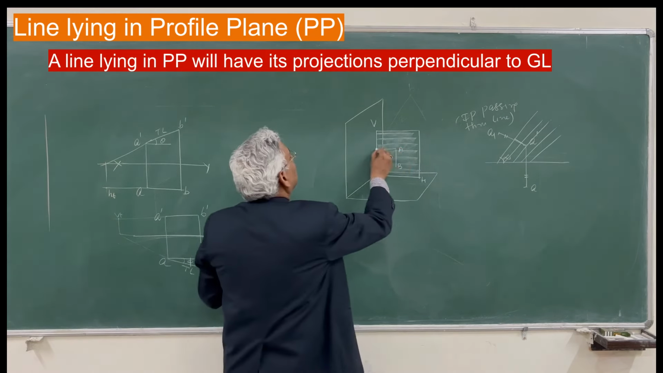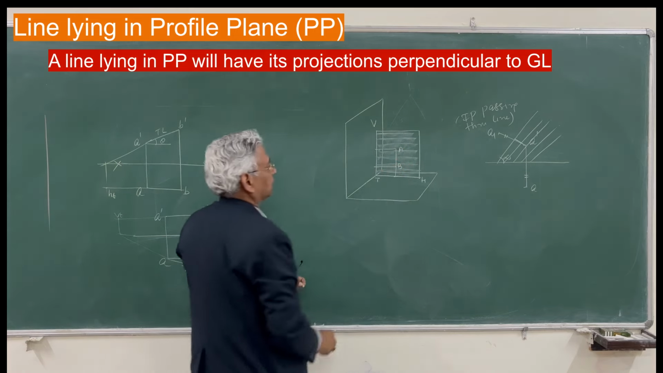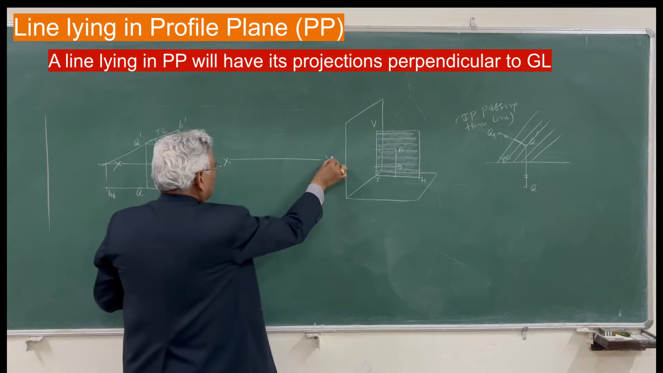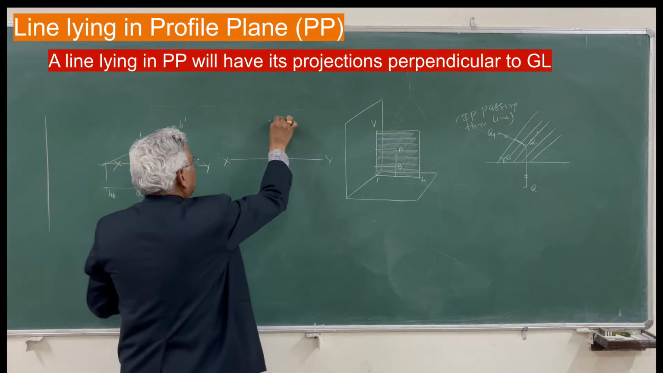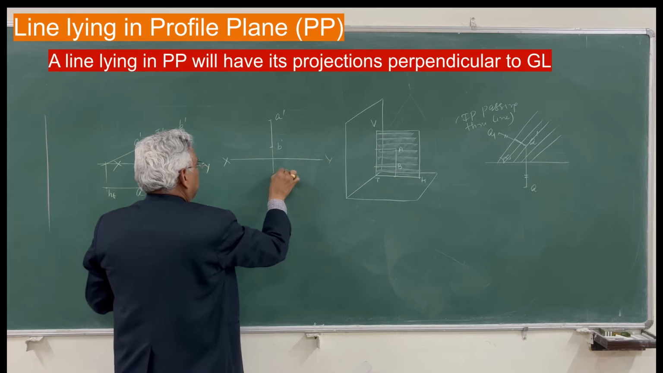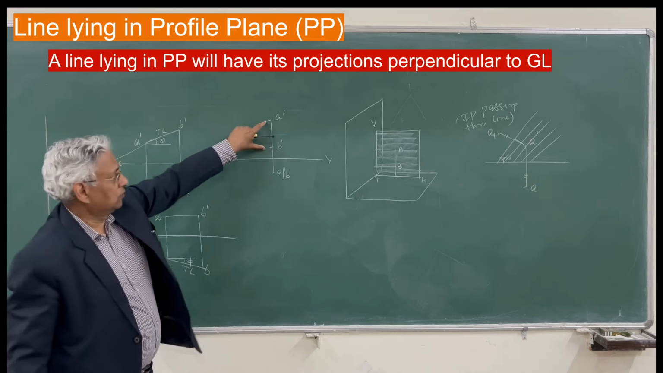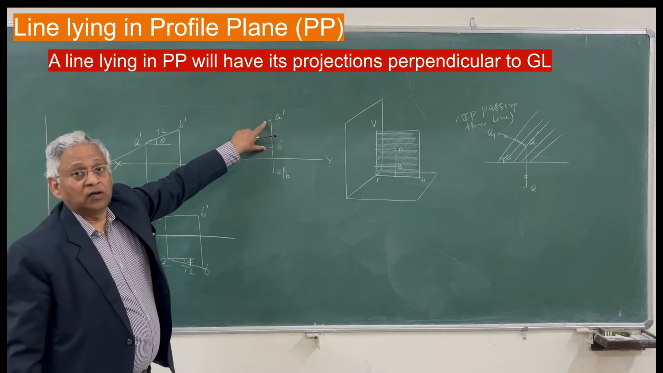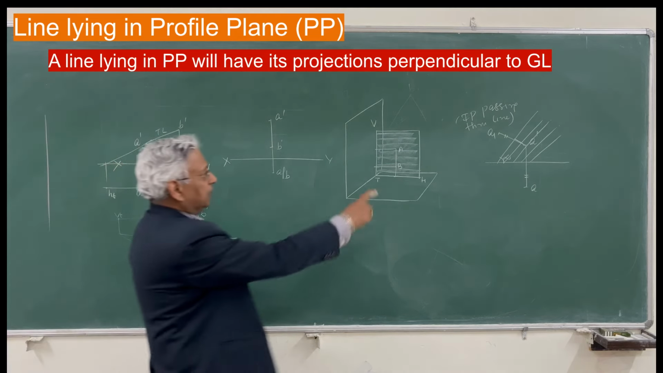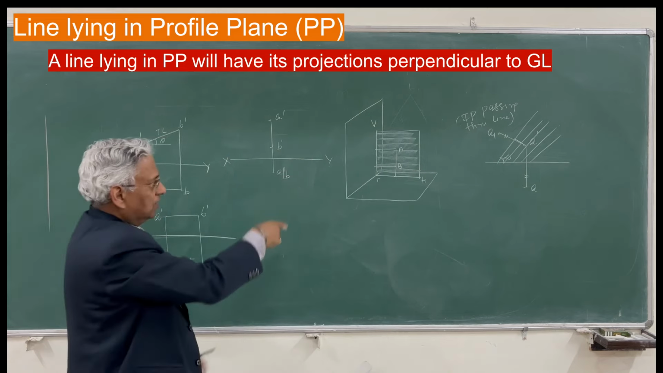So, this is the projection of this line. Take a ground line, XY. This is A dash, B dash, and here is A. This is the true length also, because the line is perpendicular to the horizontal plane, so you can measure the true length in the vertical plane. If you take a line parallel to HP, it will be just the reverse.